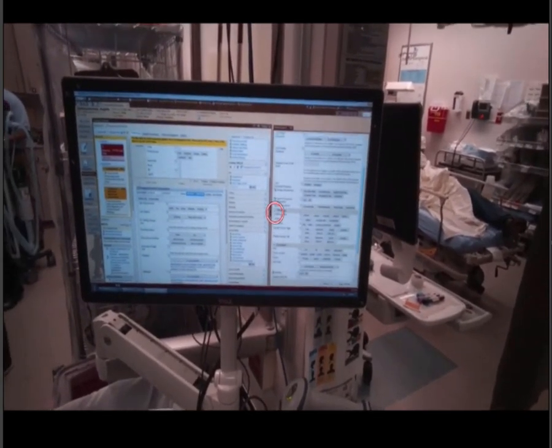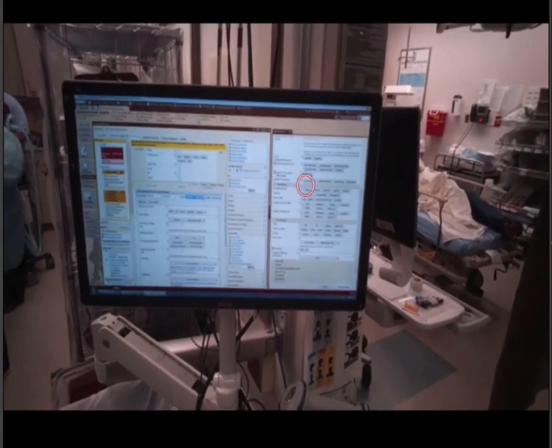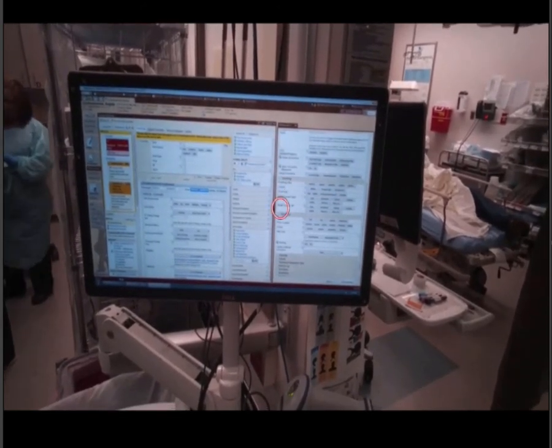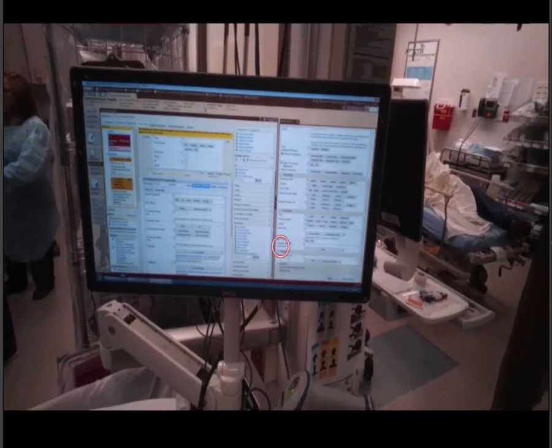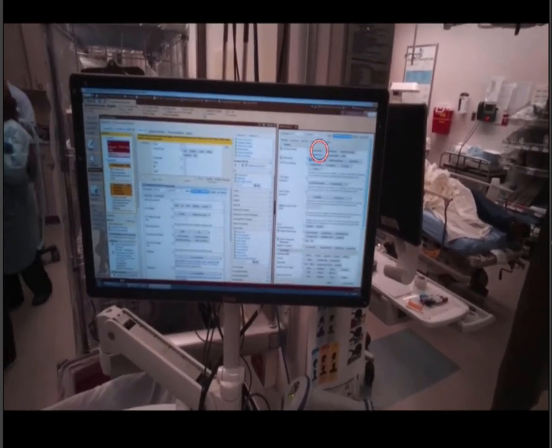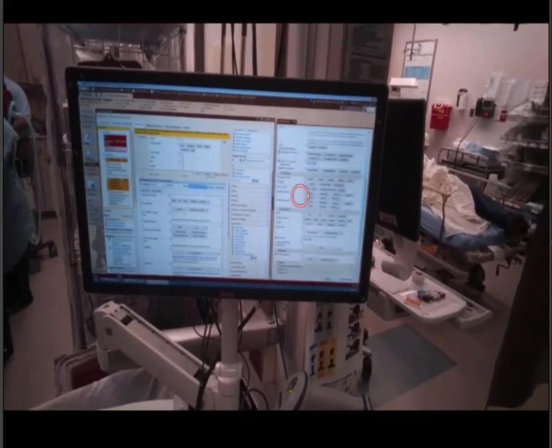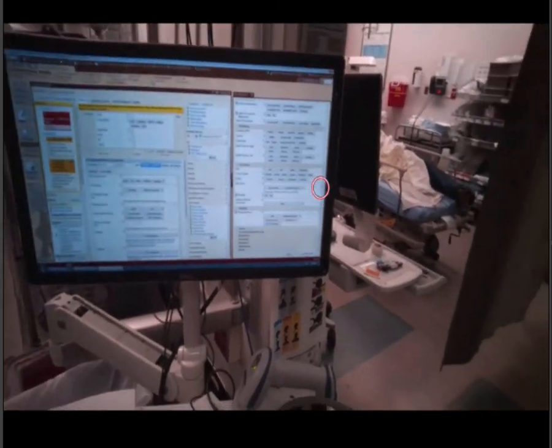The dot that you see on the screen is the gaze pattern and actually what the wearer's pupils are focusing on. Strong bilateral femoral pulses. Strong pulses, thank you.